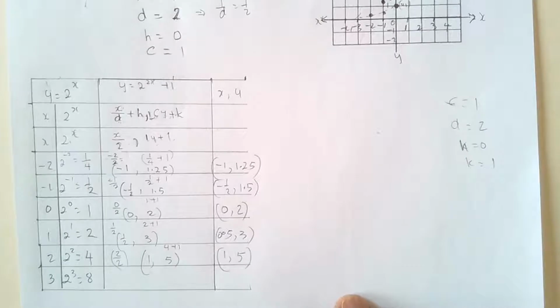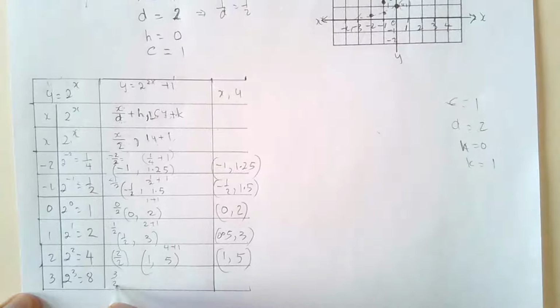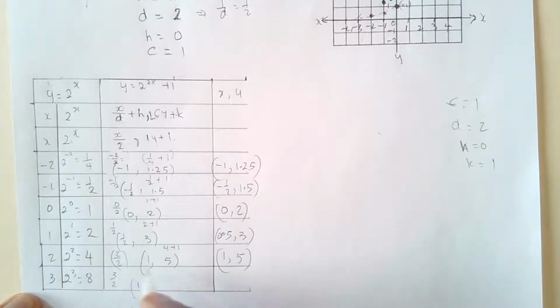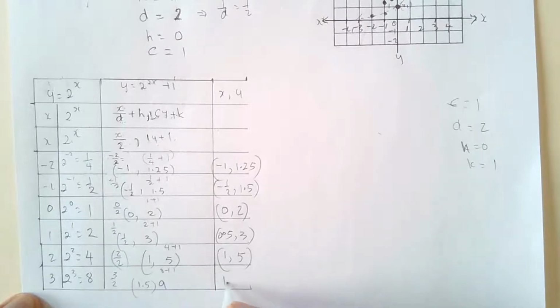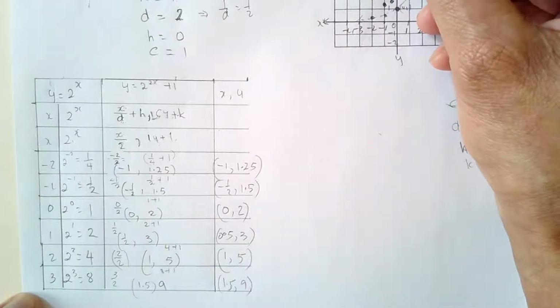Okay, let's try, since I have one more. So we have 3/2, which is 1.5. And you have 8 plus 1 is 9, so 1.5, 9. So 1.5, 9 is my next point, which is up here.